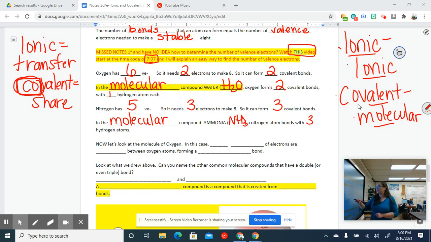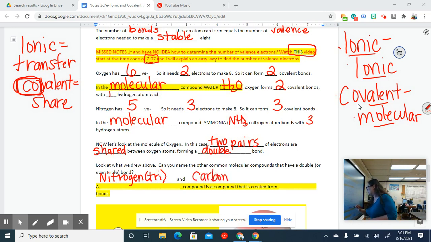Now let's look at oxygen. In this case, we have 2 pairs of electrons being shared between the oxygen atoms, and that is called a double bond. How about the other one that we drew? What were the other ones that have double or even triple bonds? Right? And what was the other one that had a triple bond? Good job. So we had nitrogen had a triple bond and carbon dioxide had a double bond.